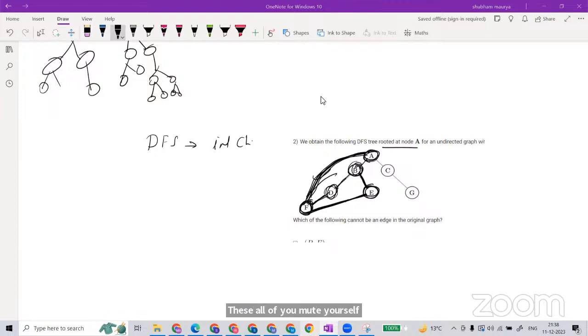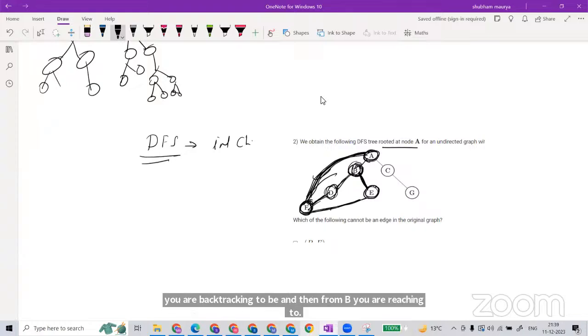Okay. So this is the reason why it is between two branches. There is no edge because of this algorithm. The algorithm says if there is an edge between E and F, then once you start exploring E, you will start exploring from E to F also. But in DFS, there is no edge given. That means you are backtracking to B and then from B you are reaching F. That's why there is no edge in the original graph.